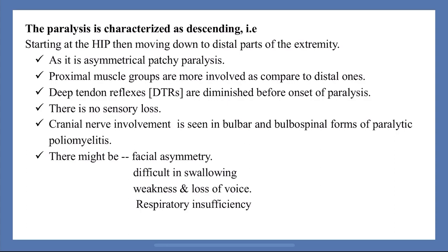In certain areas, the strength might be completely lost, whereas in the other areas, it is patchy, right? So in some areas, the muscle strength still is retained. So the muscle strength is varying in the different muscle groups, in the different limbs. And it is a descending paralysis. So the paralysis is starting in the hips and going downwards. The proximal muscle groups are more involved as compared to the distal ones.